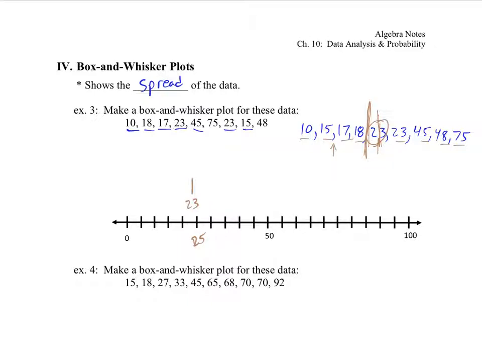Agreed? So the 23 is the middle part of my box. 16 is going to be, so I have 10 right there, 20. So 16 is going to be right about there.